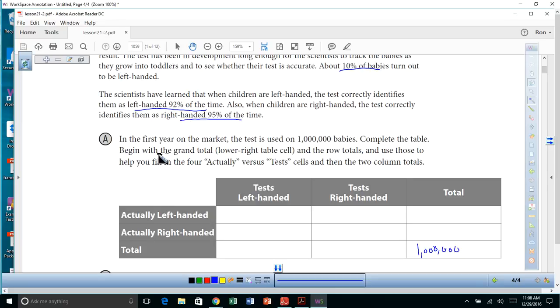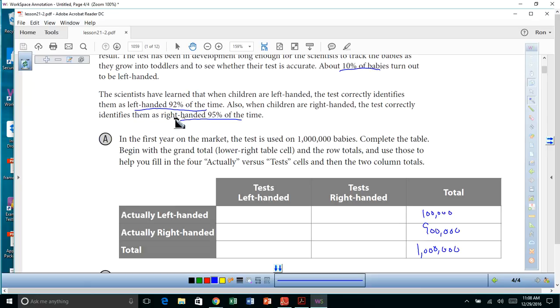Complete the table. Begin with your grand total lower right table cell and the row totals, and then use them to help fill in the four actual versus test cells, and then the two column totals. So, all right, 10% of the babies turn out to be left-handed. Well, 10% of 1 million is 100,000. So that means that 900,000 are right-handed, actually right-handed, right?